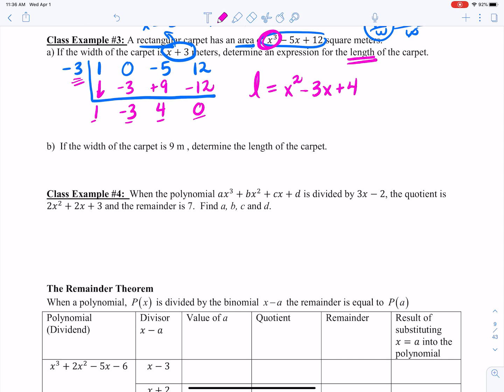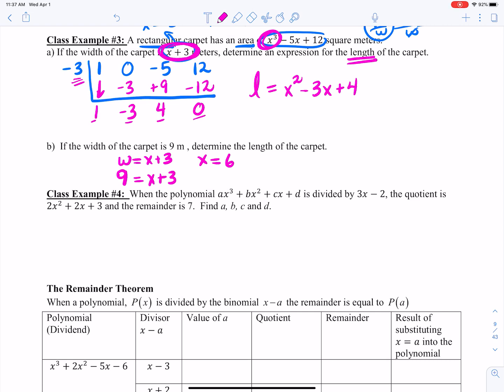If the width of the carpet is 9 meters, determine the length of the carpet. All right, well, the width is 9, so we know that x plus 3 represents the width. We're going to sub in the 9 for the width. So we know that x is equal to 6.